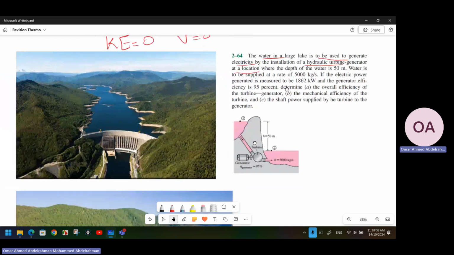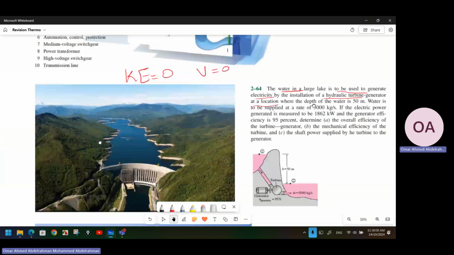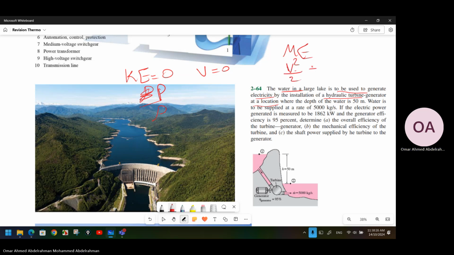So let's look at the water now. The kinetic energy is 0, and the flow work P over rho is 0, because when we talk about the mechanical energy of a flowing fluid, we have kinetic energy V squared over 2, the potential energy, and also the flow work. The water is not moving, so the kinetic energy is 0.